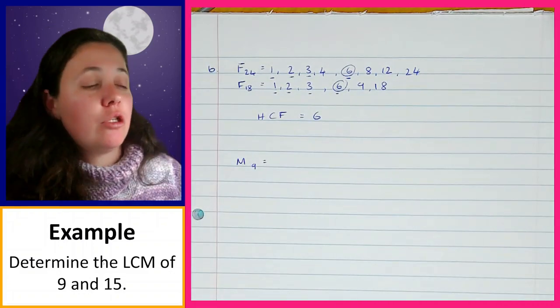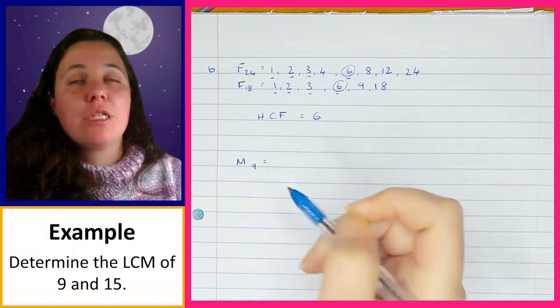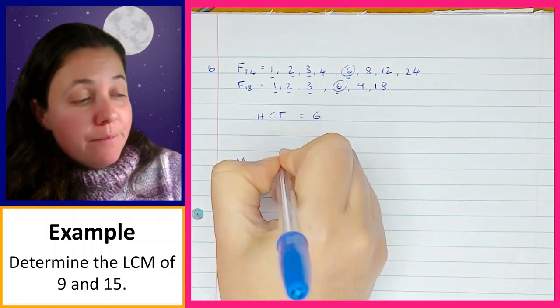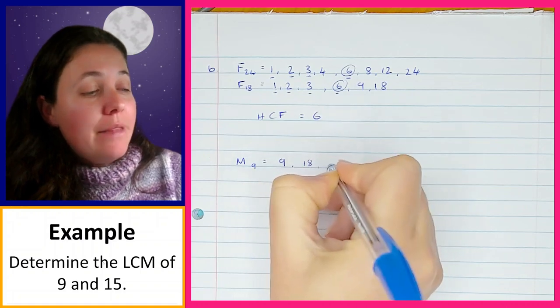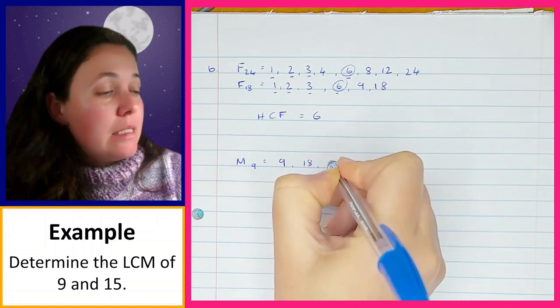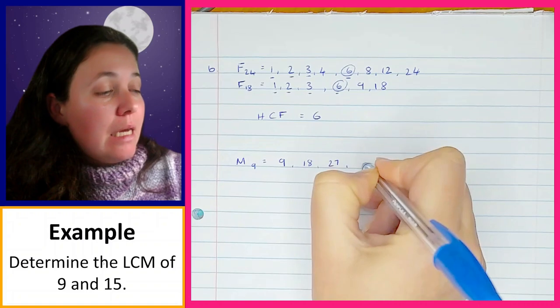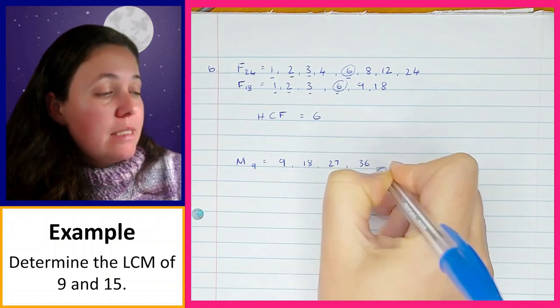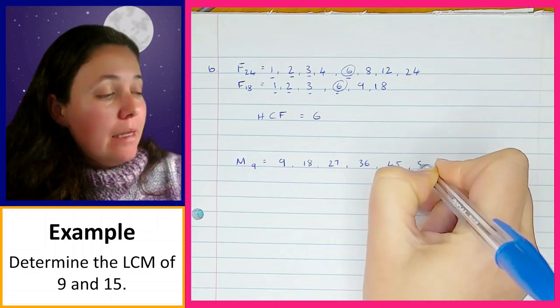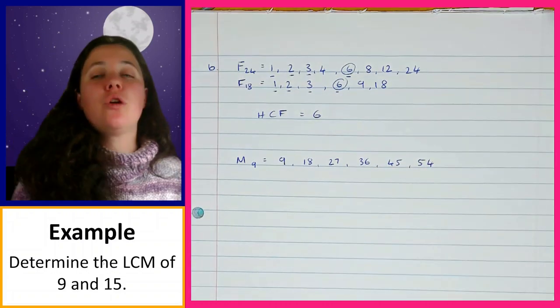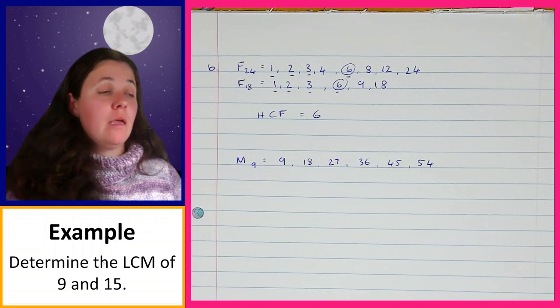And writing them down. So I'll start with the first multiple, which is just 9 times 1, which is 9. And then 9 times 2 is 18. And then 9 times 3 is 27. 9 times 4 is 36. 9 times 5 is 45. And I carry on going, 54. But I don't need to keep on going forever. I can stop. I'm going to stop over there.